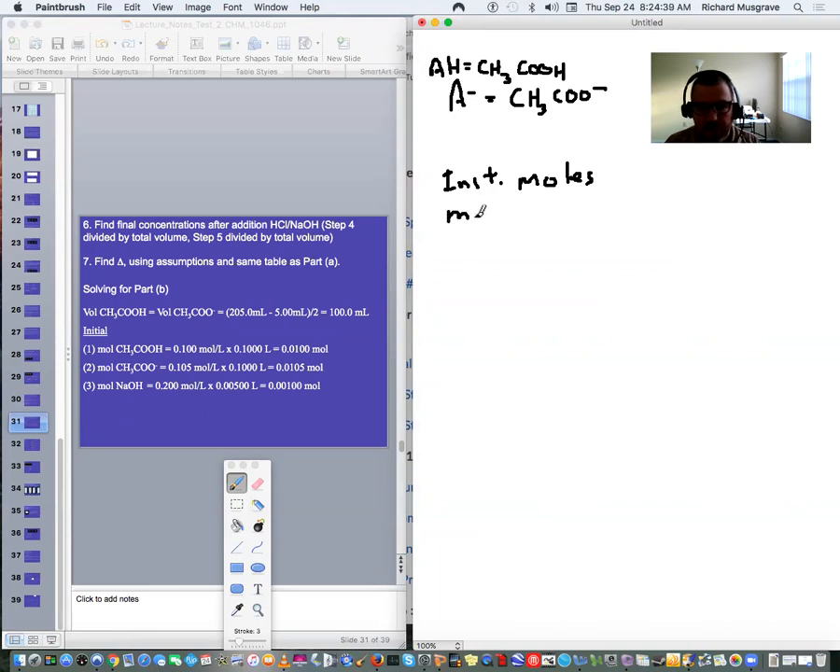So the initial moles of AH is going to equal 0.100 moles per litre times 0.1000 litres. And that gives us 0.0100 moles.